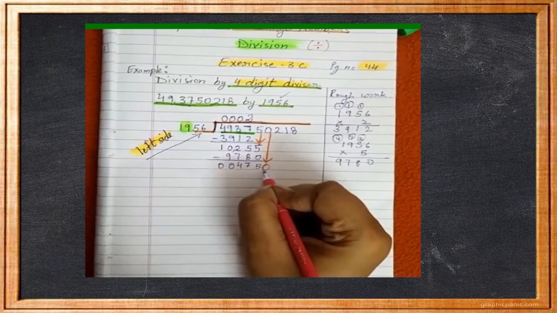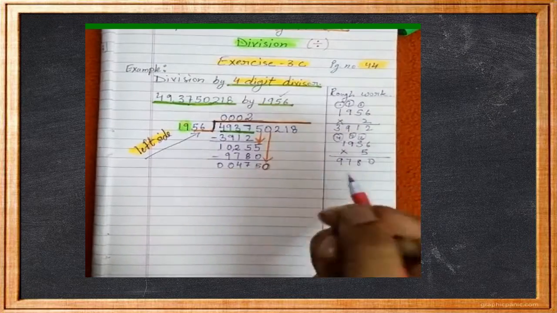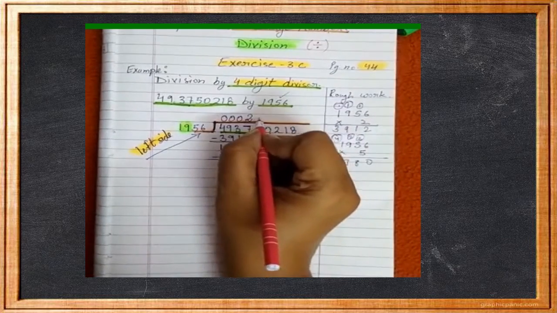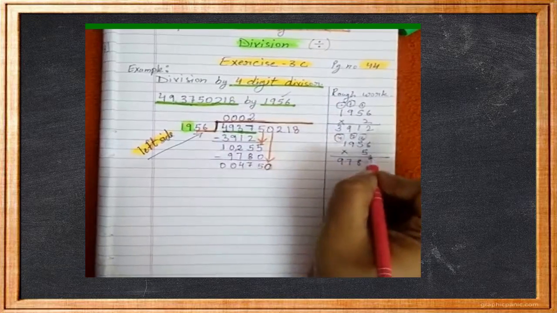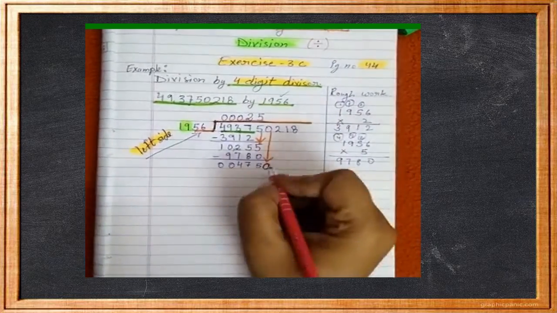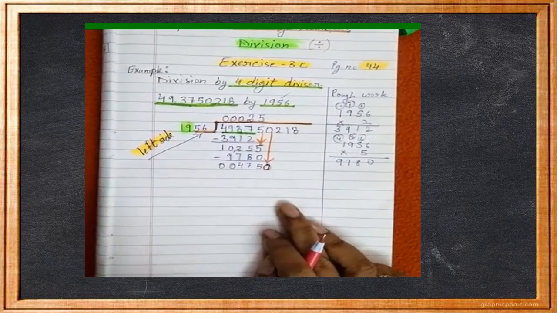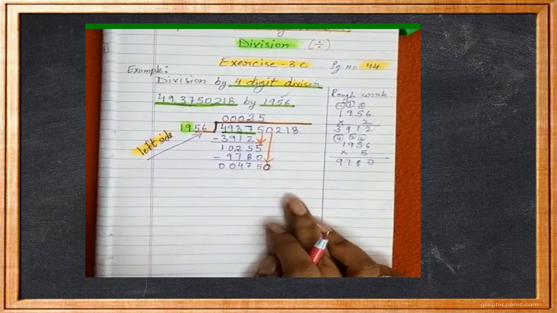After bringing 0 here next to 5, what have you missed, children? You have missed writing the quotient. So your quotient will be here. We have done 5 times. So you will be writing 5 on the top. Yes, and 0 here. Now read out your number. 4750.